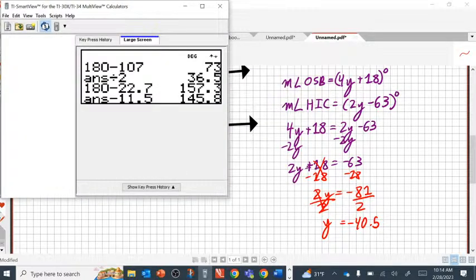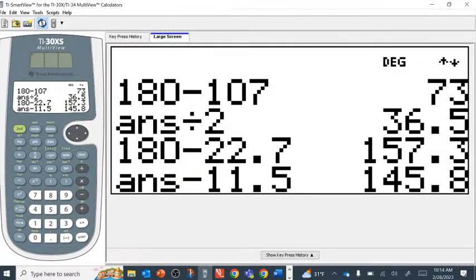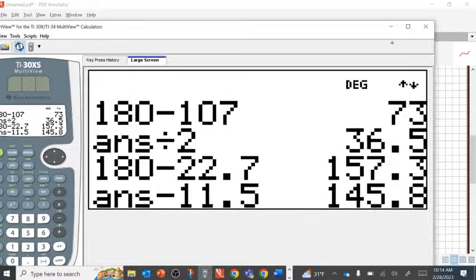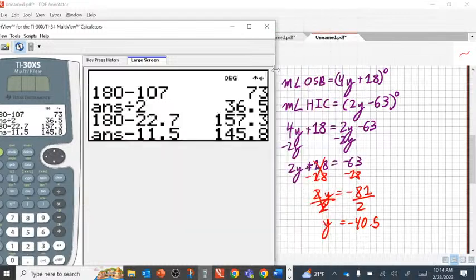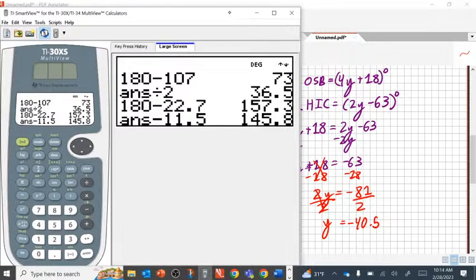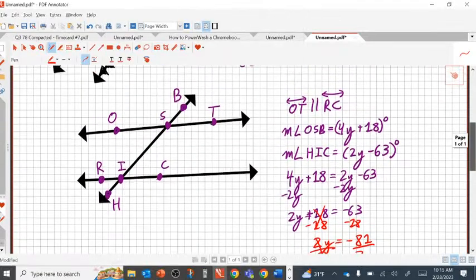Okay, there we go. All right, so... Why is this happening? It's just wasting time for no reason. There we go. Okay, so if we have, let's see here. So 2 times negative 40.5 minus 63, yeah, you definitely get something that's no good.